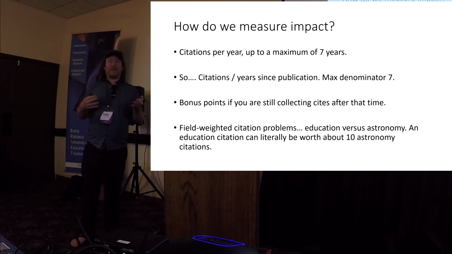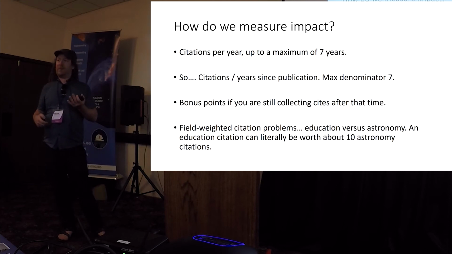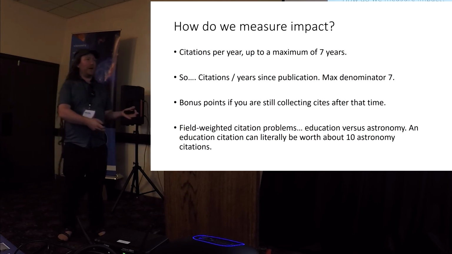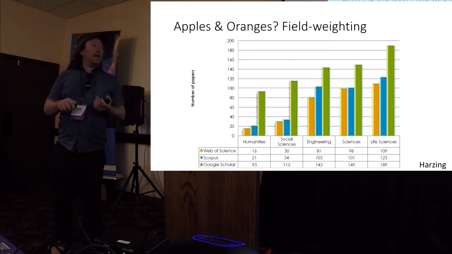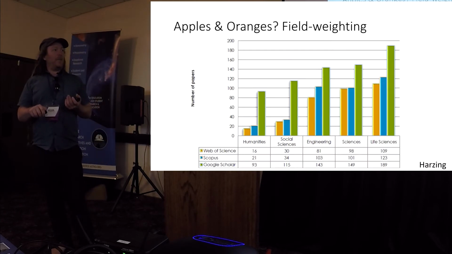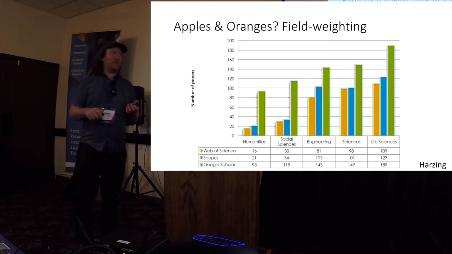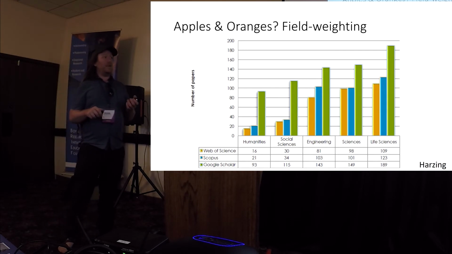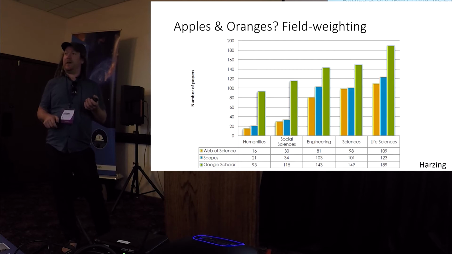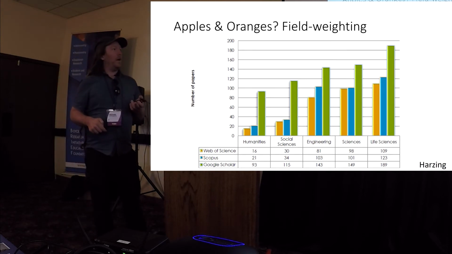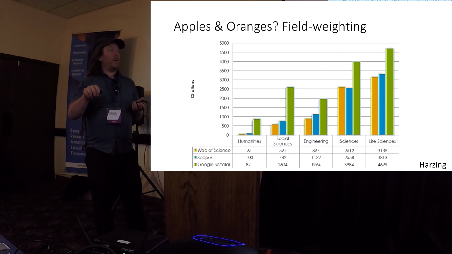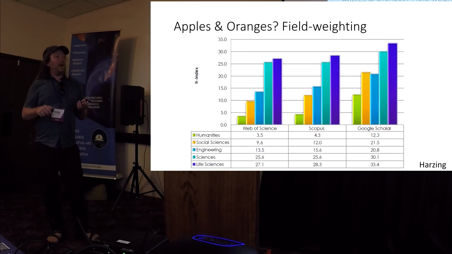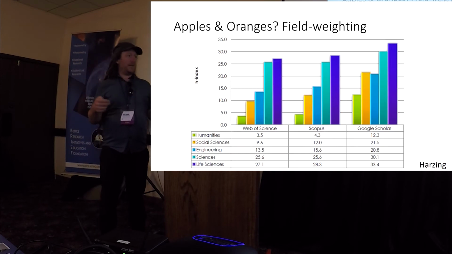But the citations are kind of an apples and oranges problem, because you're comparing education articles to astronomy articles. And education articles, down here on the left, for equivalent professors in equivalent institutions, people in the humanities and social sciences have fewer papers than those in the normal sciences. And they also have far fewer citations than straight science. And the H index is also much different. I won't explain what that is, but if you know what it is, it's different.